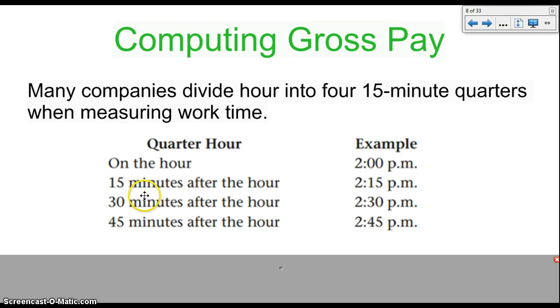So 15 minutes after the hour means you've worked a quarter hour. So if you clock out at 2:10, they may round that up to 2:15 and they'll pay you for a quarter hour. Okay? And then if you otherwise clock out at 2:25, they'll round that up so that's 30 minutes. So then that's a half hour, so you'd get paid half of what your hourly wage was.